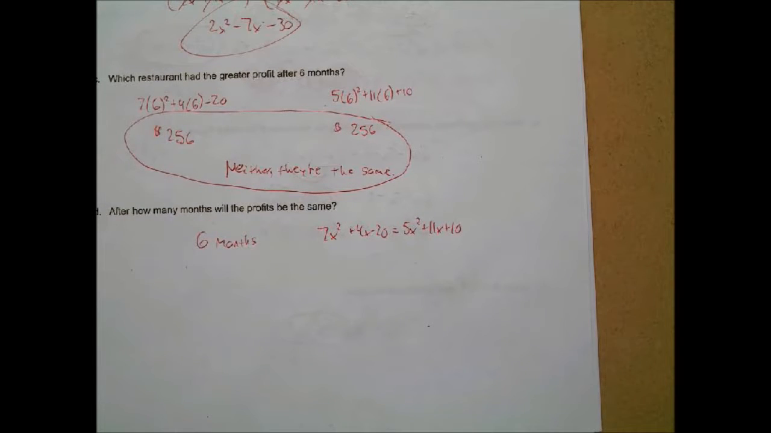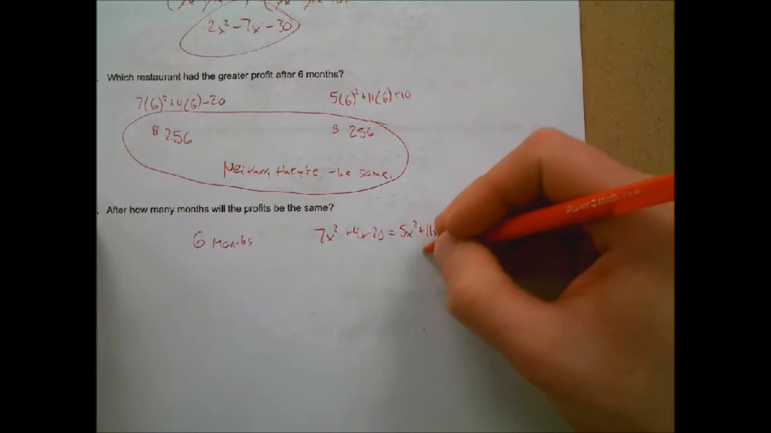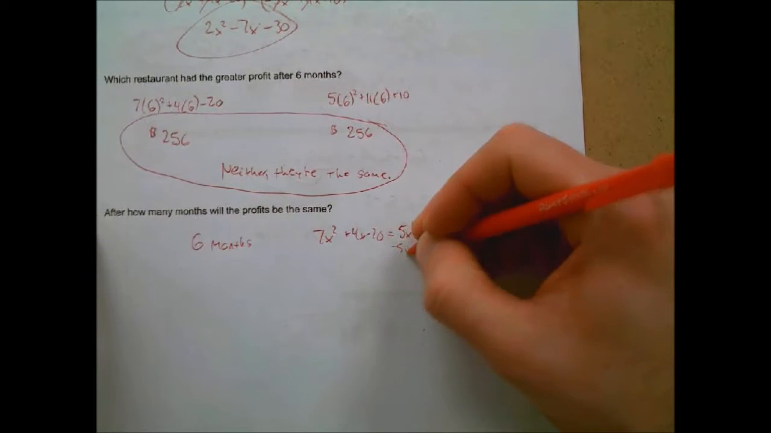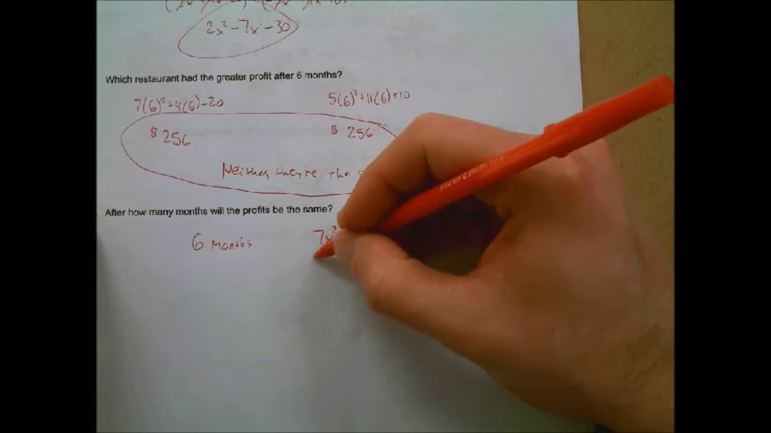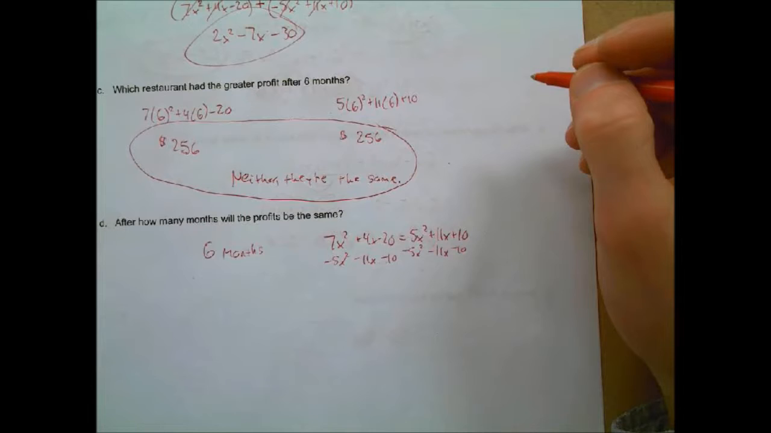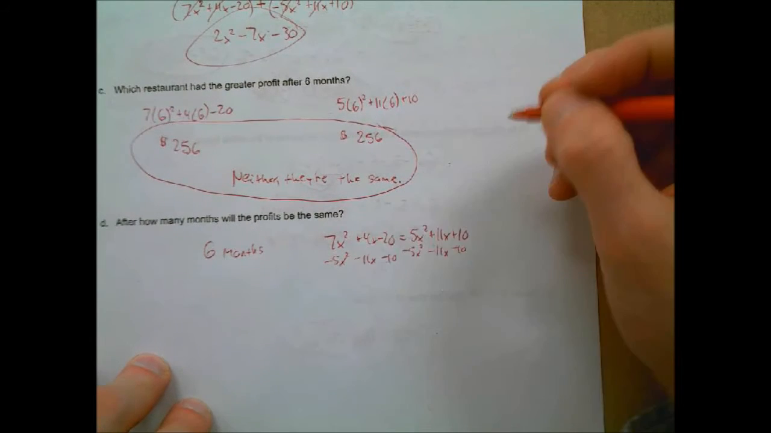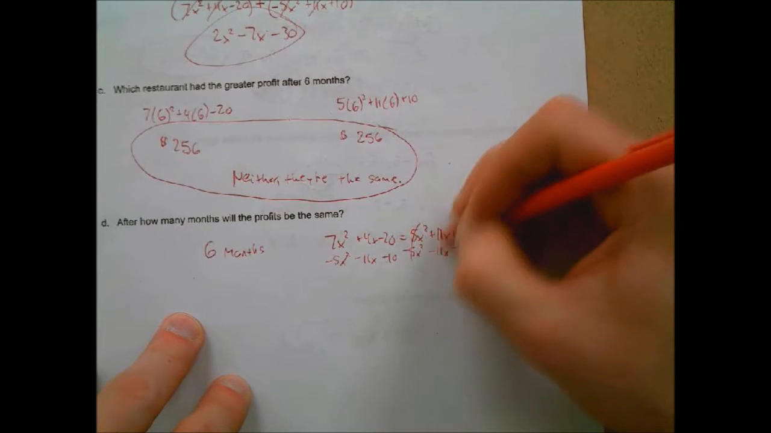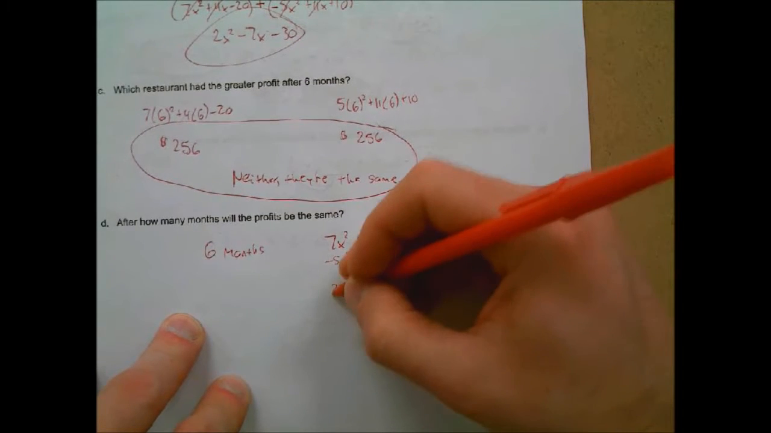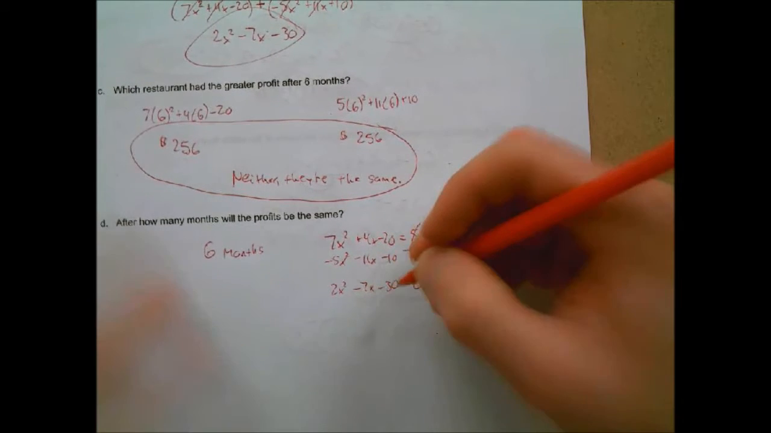So we have to subtract everything over. So minus 11x, minus 5x squared, minus 10. Sorry? Is that minus 20 or? It's supposed to be a minus 20 there, yeah. Okay, that are gone, so we're equal to 0. We get 2x squared. We get minus 7x. We get minus 30. Okay.